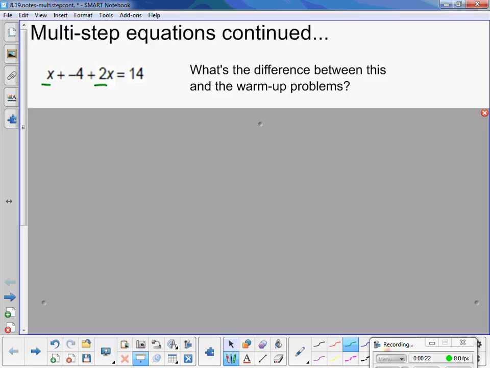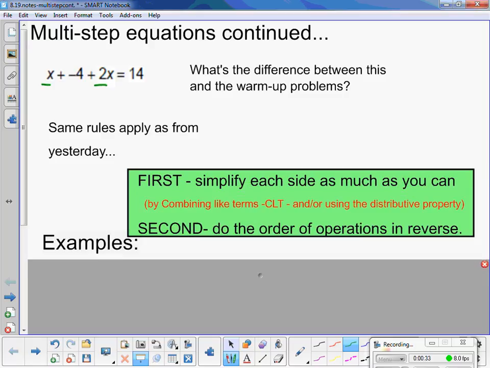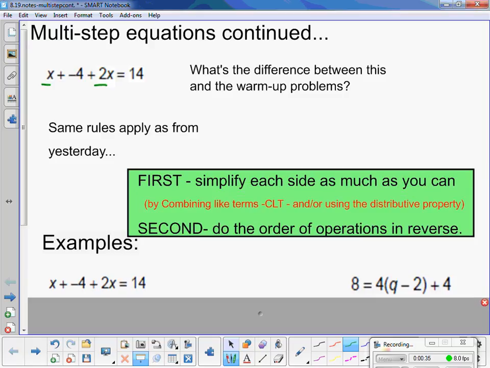There are more than one variable, and a lot of the problems that we've been dealing with only had one variable in the equation, and we just tried to get it by itself. So what do you do when there's more than one variable? Well, the same rules apply as yesterday and the days before. First, you're going to simplify each side as much as you can by combining like terms and the distributive property wherever necessary.